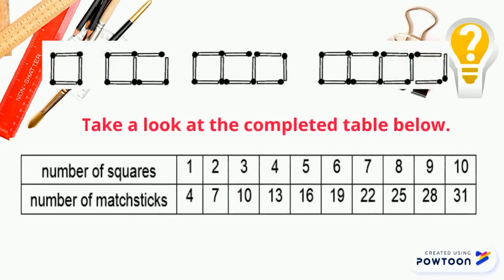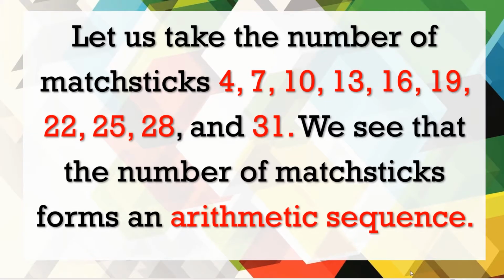Take a look at the completed table below. Let us take the number of matchsticks: 4, 7, 10, 13, 16, 19, 22, 25, 28, and 31. We see that the number of matchsticks forms an arithmetic sequence.